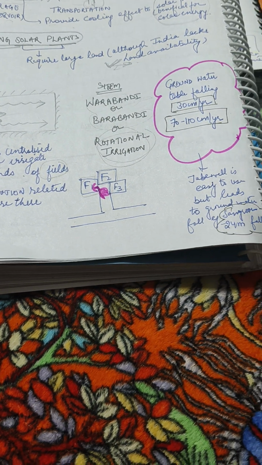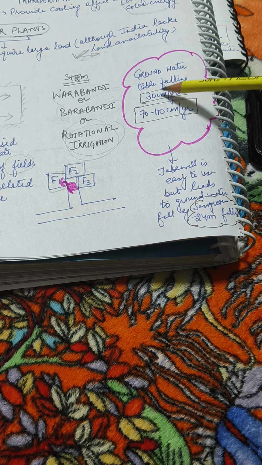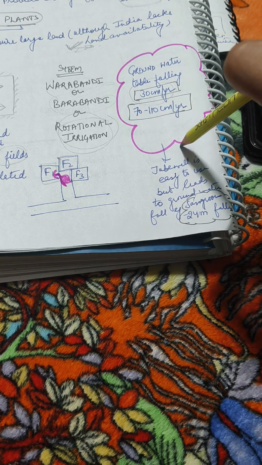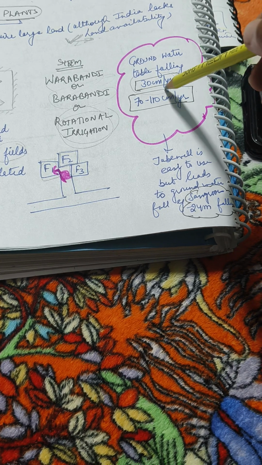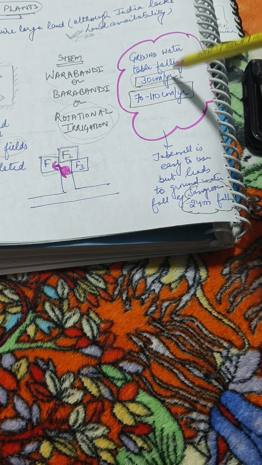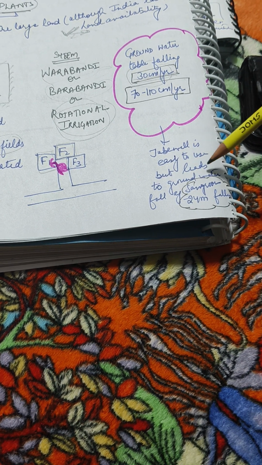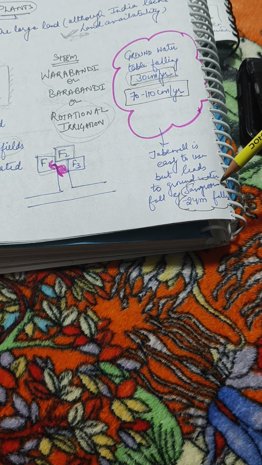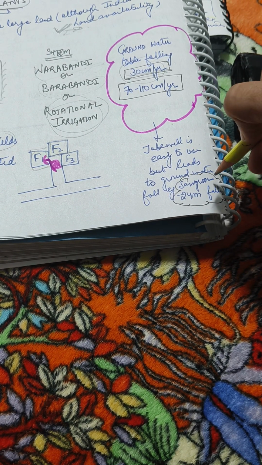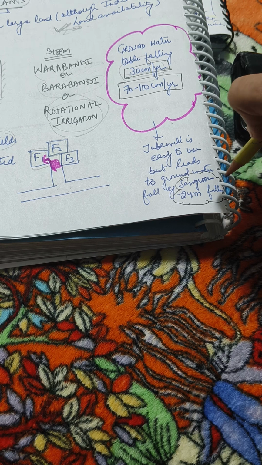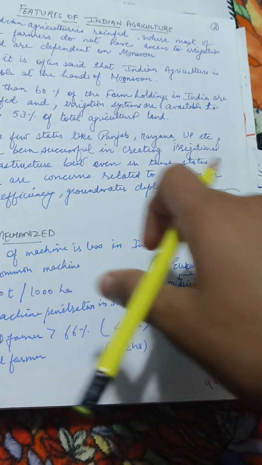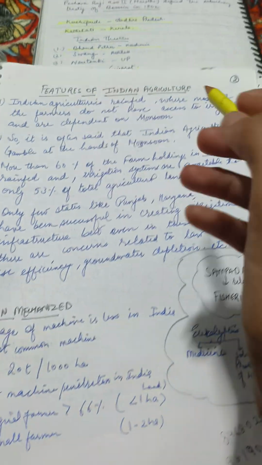Now there is a fact that the groundwater table is falling at the rate of 30 centimeter per year. So per year we are getting a 30 centimeter fall in groundwater level. A tube well is easy to use but leads to groundwater fall. There is an example of Sangrur, where the water has fallen 24 meters till now, which is quite considerable.